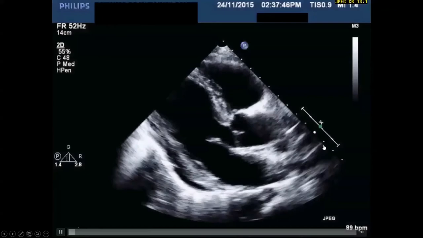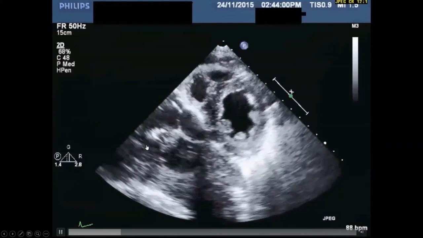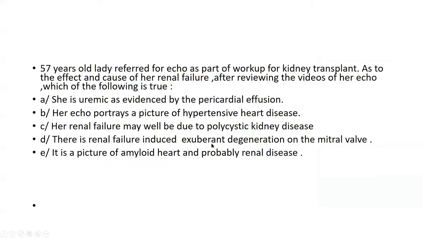Okay, so the best answer here is this one, because we are seeing this polycystic liver. That's why we have chosen C. Okay.